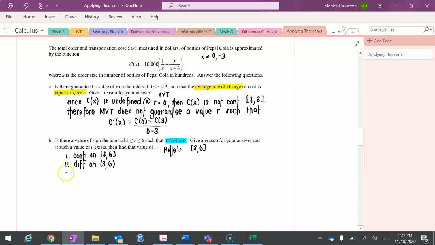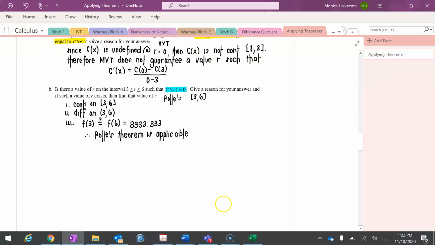So then our next question is, does C of 3 equal C of 6? If you figured this out, these both equal 8,333.333. Therefore, Rolle's theorem is applicable.